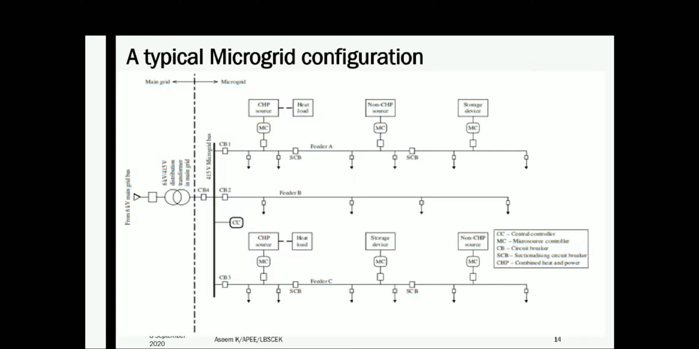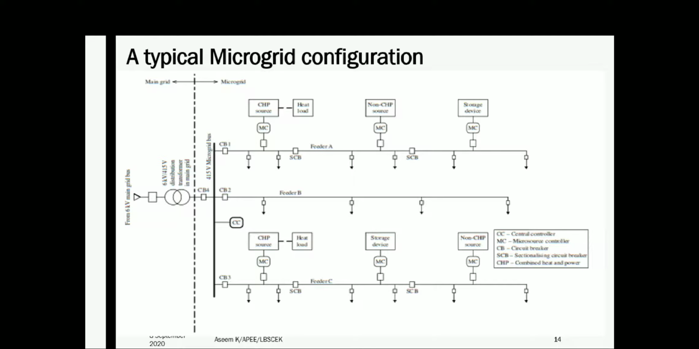CC is the central controller. In the case of a micro source controller, the main function is to independently control the power flow, load and voltage profile of the micro source in response to any disturbance and load changes. A dedicated micro source controller is connected with each of the micro sources.